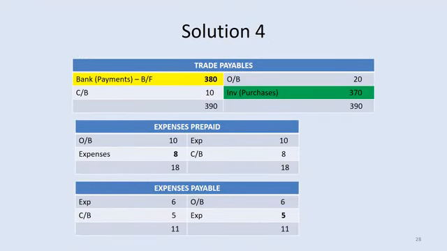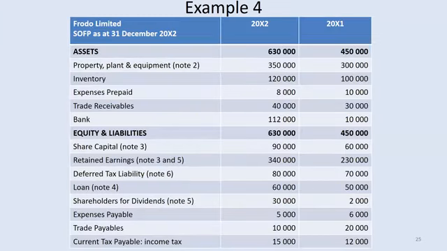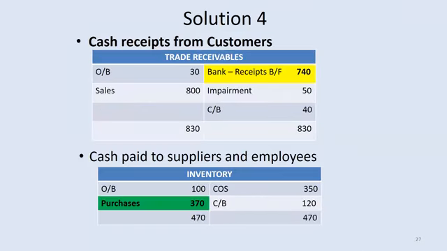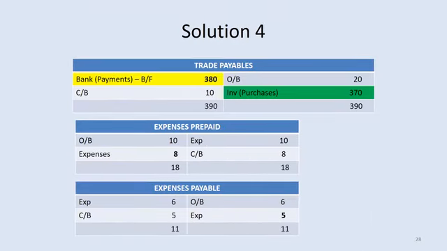And so expenses prepaid, our opening balance and closing balance, taken directly from our statement of financial position. 6 and 5 for expenses payable. Okay, so that's the one at the bottom, 6 and 5. And then we would work out what our expenses are. Okay, so ultimately that would be settled on an annual basis. So it's nothing too crazy there.